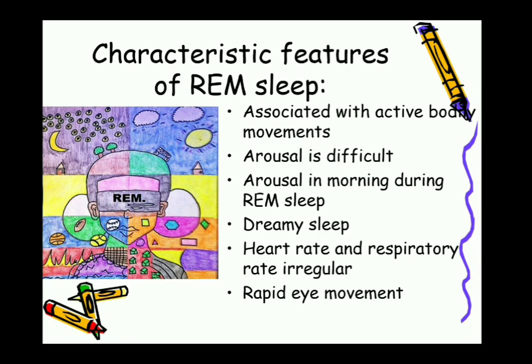Now, characteristic features of REM sleep. It is associated with active body movements. In this phase of sleep, arousal is difficult. In the morning, arousal is during REM phase of the sleep. It is also known as dreamy sleep. Heart rate and respiratory rate become irregular during REM sleep, and here rapid eye movement is seen.